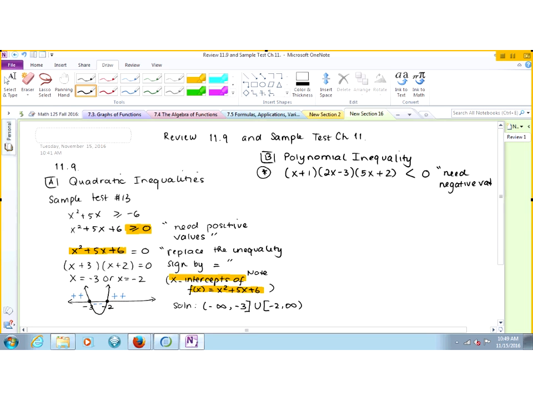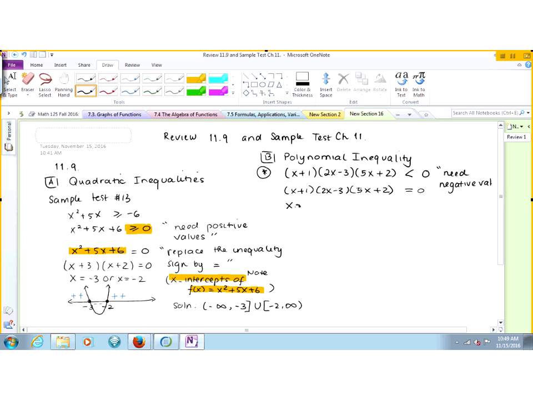What would you do? What would you do to solve it? This one, I cannot leave it in this form. So you have to have what? Equals 0, yes. So you have x plus 1, 2x minus 3, times 5x plus 2 equal to 0. Now, how do we solve it?